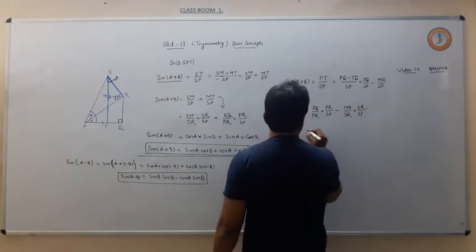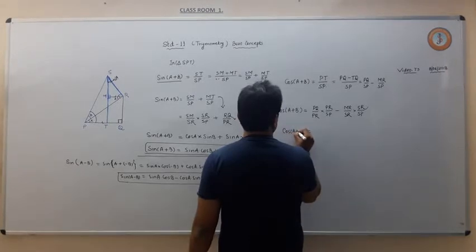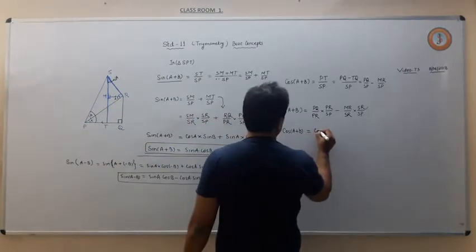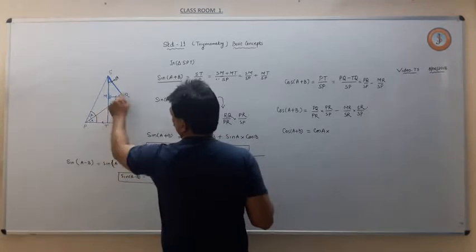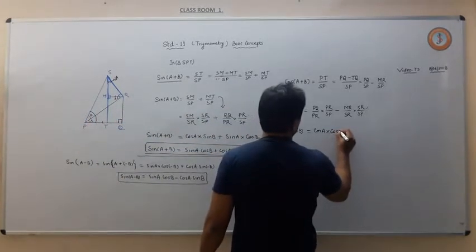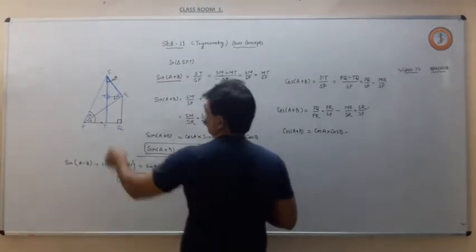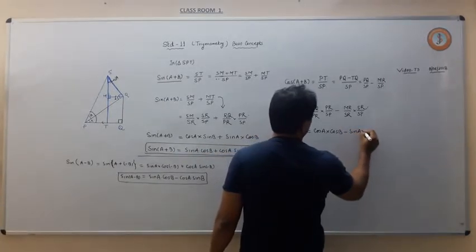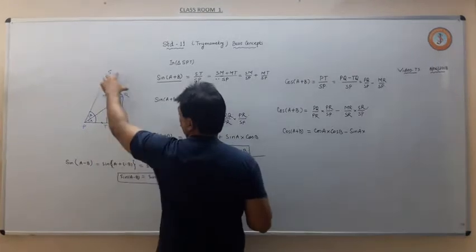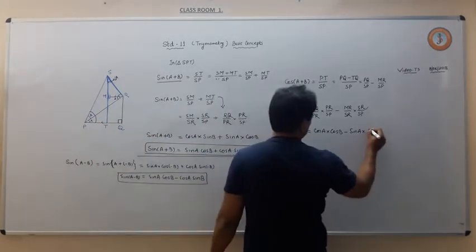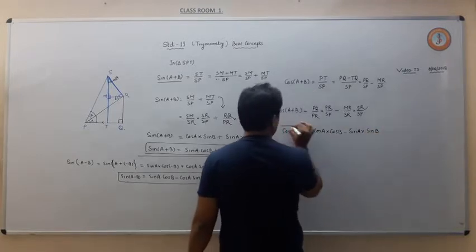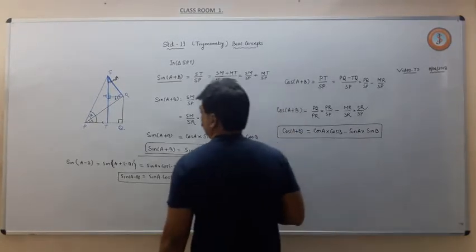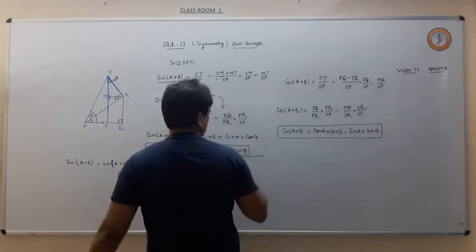Now let us have a look. Cos A plus B is equal to PQ by PR, which will be cos A, into PR by SP, which will be cos B, minus MR by SR, which will be opposite by hypotenuse, that is sine A, into SR by SP, which will be sine B. Wow. So we get this, isn't it?